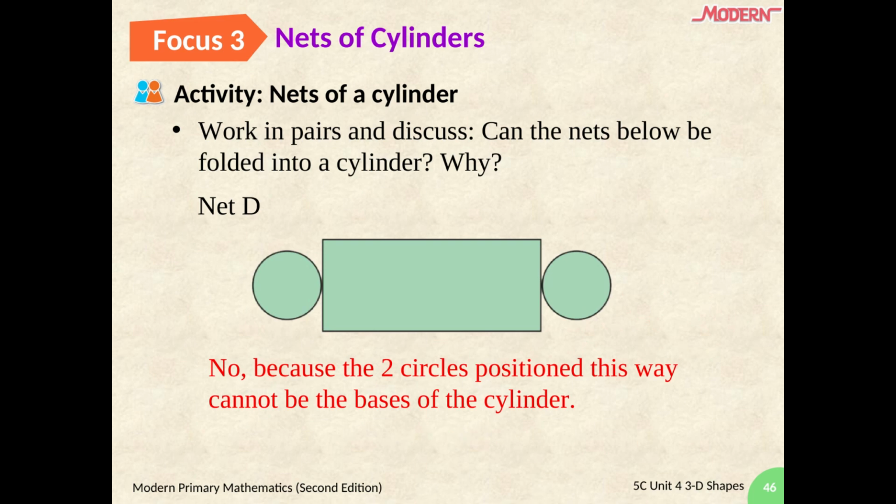Last one. Net D has the circles on the short ends of the rectangle. But wait, if you roll it that way, the circles won't fit the circumference. They are positioned in a way that they simply cannot be the bases of the cylinder. It's like trying to wear your shoes on your hands. It just doesn't fit. So, net D is our final no. Only net B takes the crown. You've mastered the cylinder, heroes. See you in our final episode for the integrated exercise party.